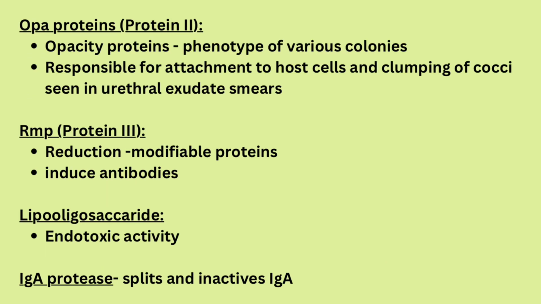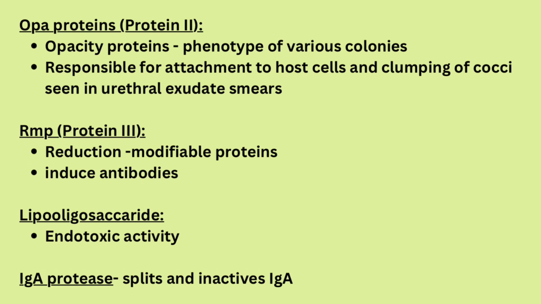Opa proteins, which is also called protein 2. These are opacity proteins that are variably expressed on gonococcal strains. These proteins are responsible for phenotypes of various colonies. The strains with Opa proteins form opaque colonies, and they are also responsible for attachment to host cells and clumping of cocci seen in urethral exudate smears.